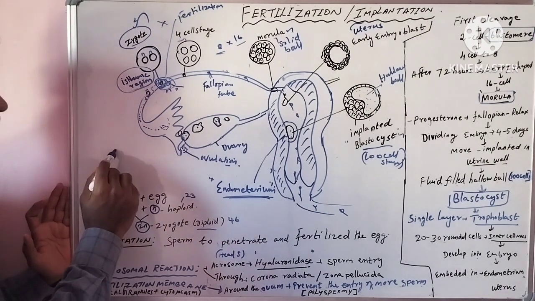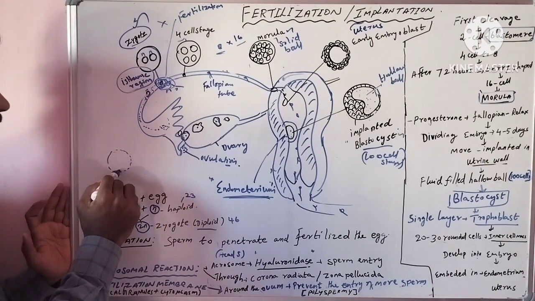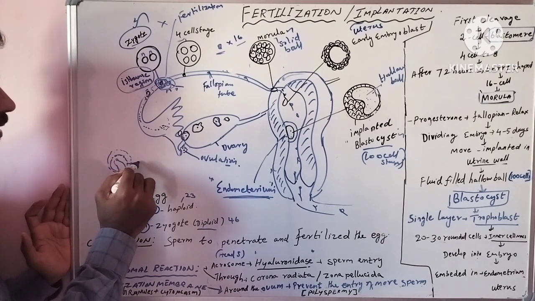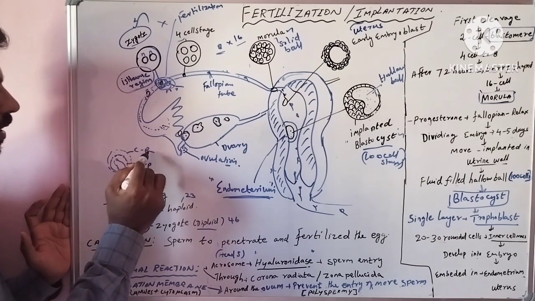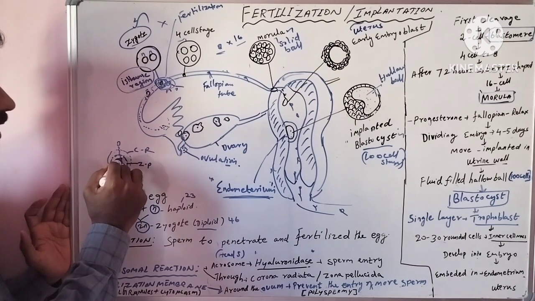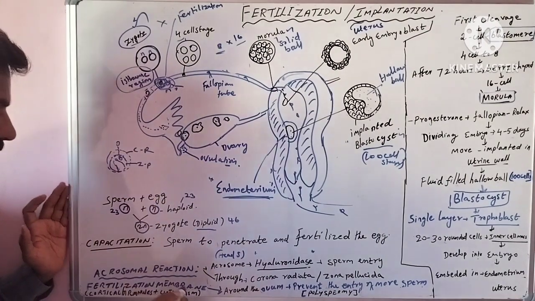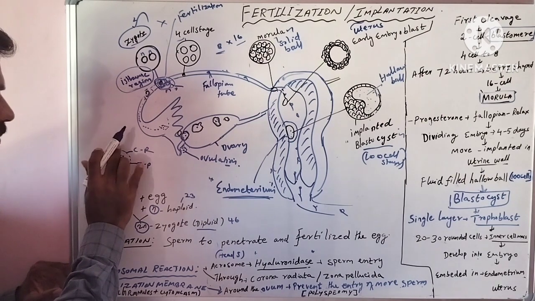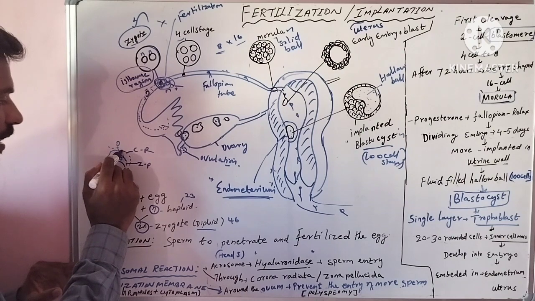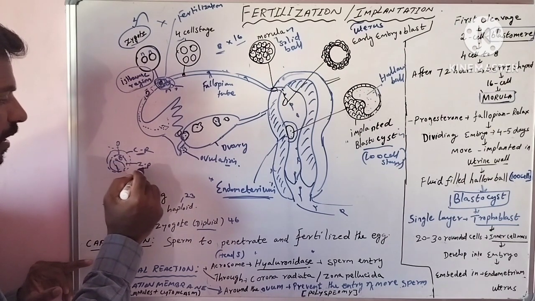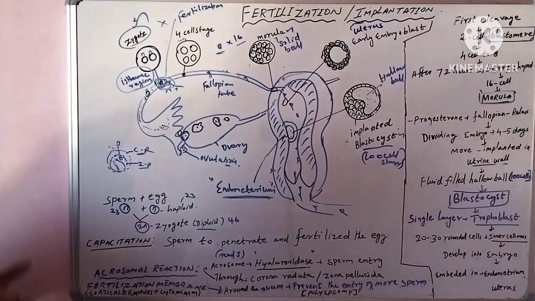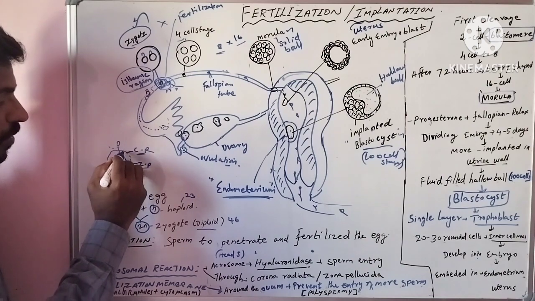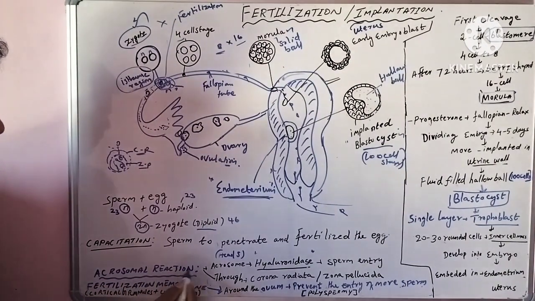For example, one egg is there. The egg contains different layers: the inner layer, zona pellucida, and the outer layer, corona radiata. The sperm enters and reaches the zona pellucida region. To do that, the sperm releases an enzyme that breaks the layers of the corona radiata and zona pellucida. Then the sperm enters and reaches the nucleus of the ovum. That is called the acrosomal reaction.